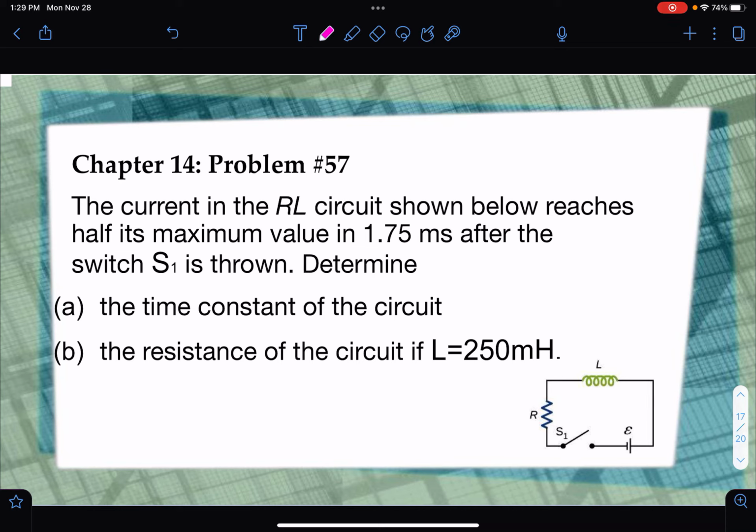So, current in an RL circuit. I took this one from your textbook. If you ever feel like you need extra practice, the odd questions have answers, so you can double check your work if you want. They've got a good couple of questions at the end of chapter 14, and they also have some pretty good examples throughout the reading.